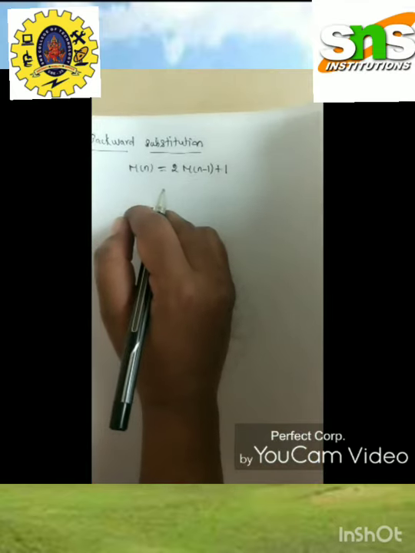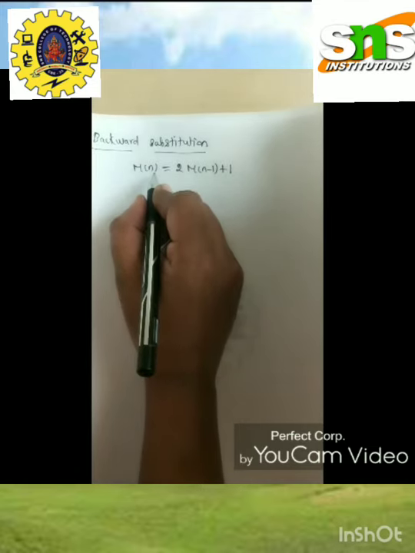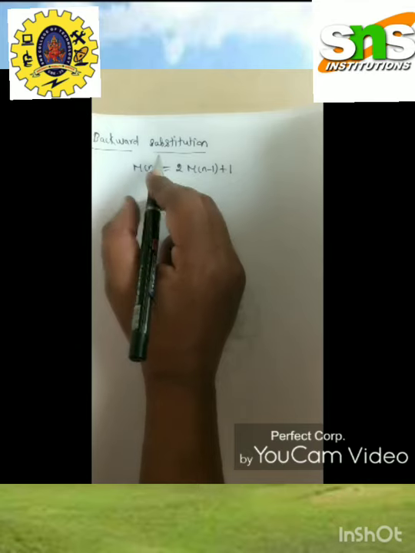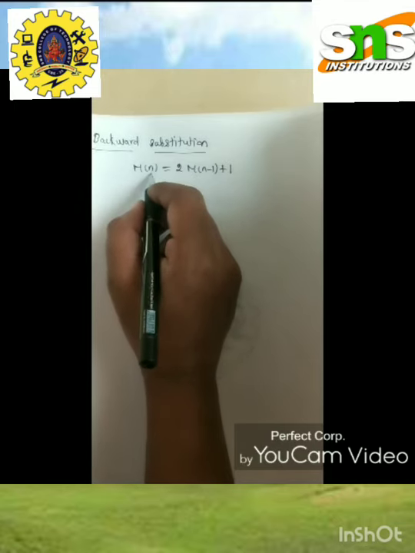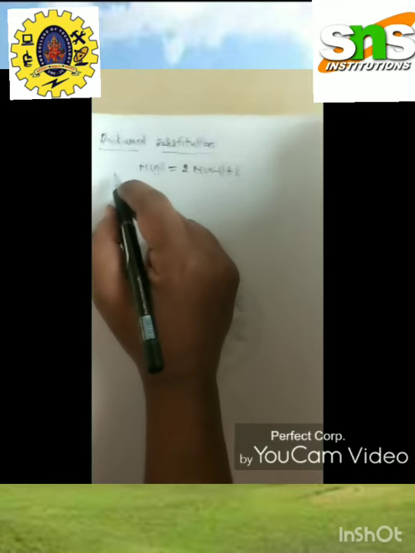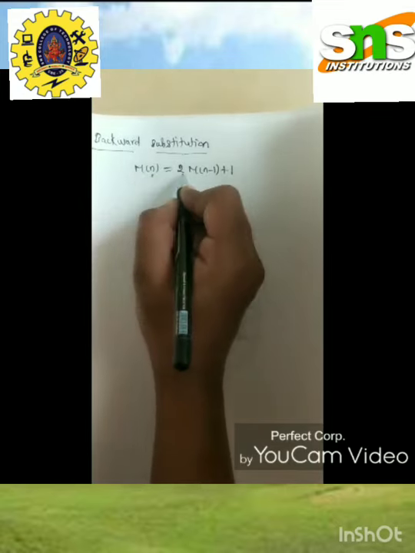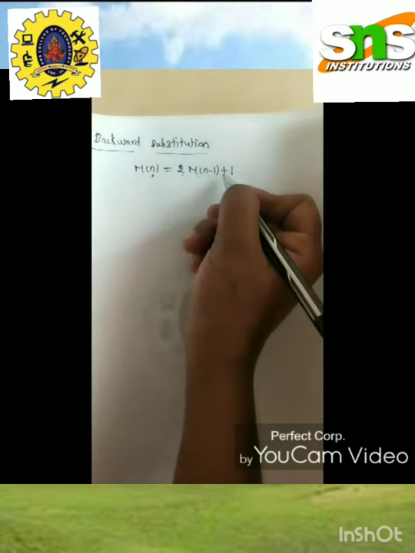So next, backward substitution. Backward substitution uses the same recurrence relation, but you substitute in a backward manner. In forward manner, you start from 2, 3, 4. In backward substitution, you start from the end. I am starting from n, then I move to n minus 1, n minus 2. Likewise, you substitute for n. So m of n is written as 2 into m of the previous term, n minus 1, plus 1.